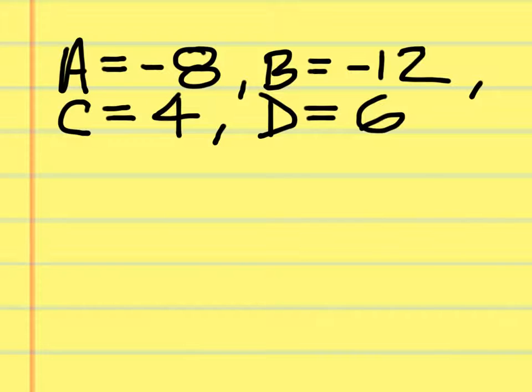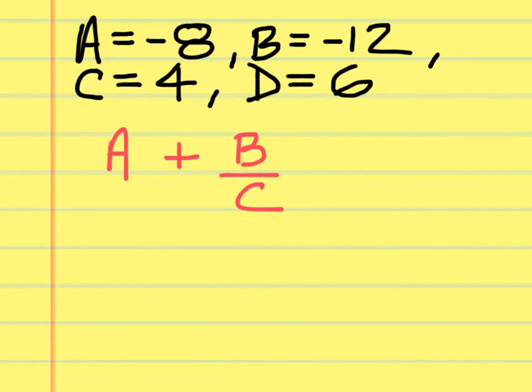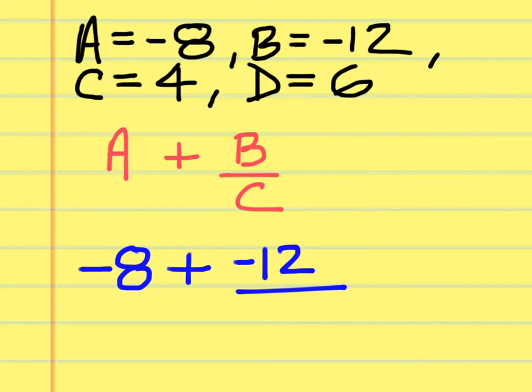Examples. In this case, you're given A, B, C, and D. A is negative 8, B is negative 12, C is 4, and D is 6. Your problems could look like this: A plus B over C. You would have to fill in the numbers first. So we know that A is a negative 8. Fill that in. B is a negative 12, and C is a positive 4.